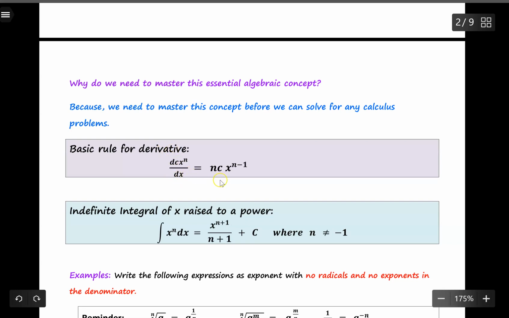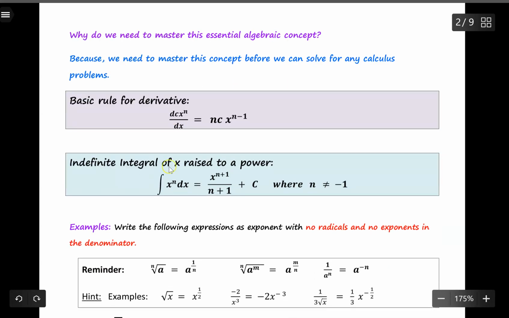So what you need to do is take the exponent multiplied by the coefficient in front of x. At the same time, we have to take 1 away from the exponent. So this is the basic rule for derivative or differentiation. It's one of the operations in calculus.